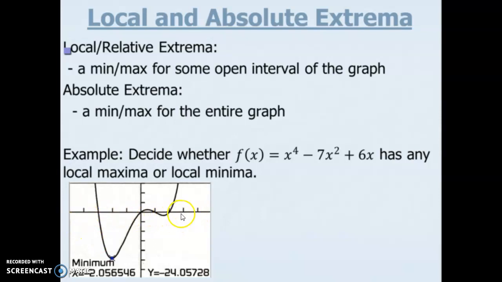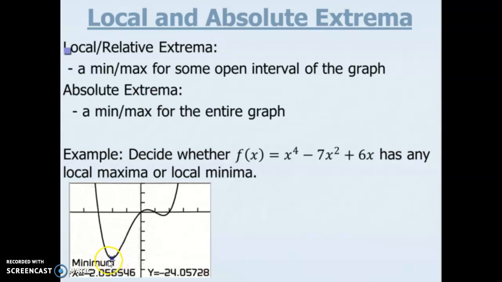That's how we always read graphs, whether we're doing increasing and decreasing or minimums and maximums. I'm decreasing, I hit my minimum, I'm increasing. So whenever it changes from increasing to decreasing or vice versa, you will have a minimum or a maximum.